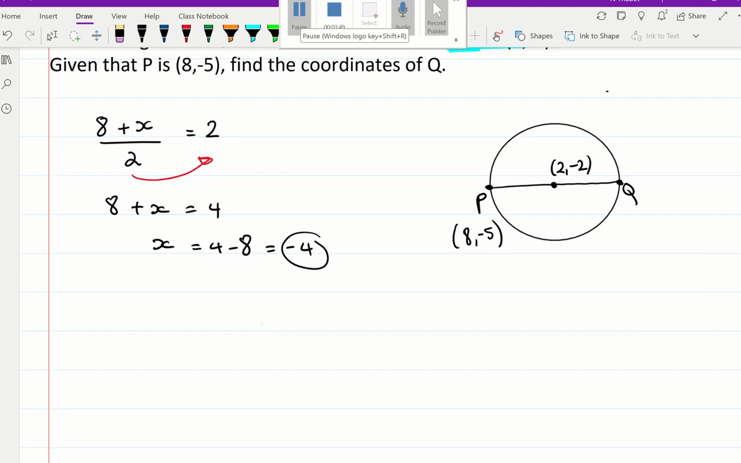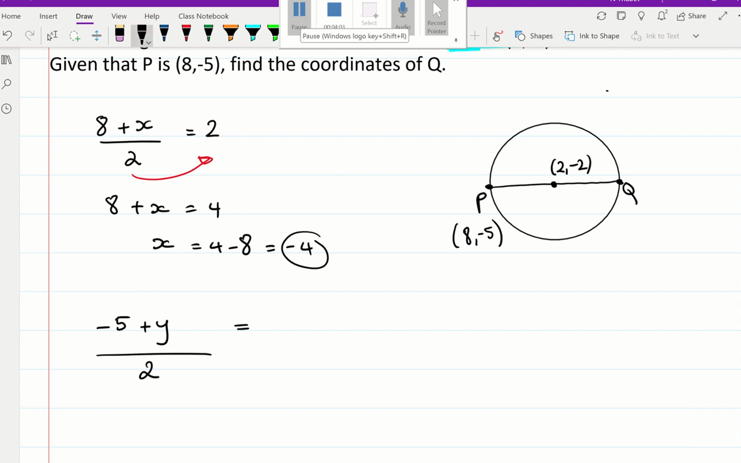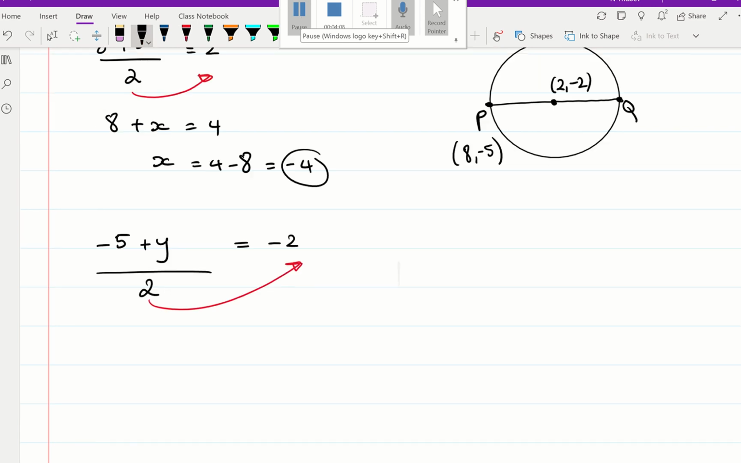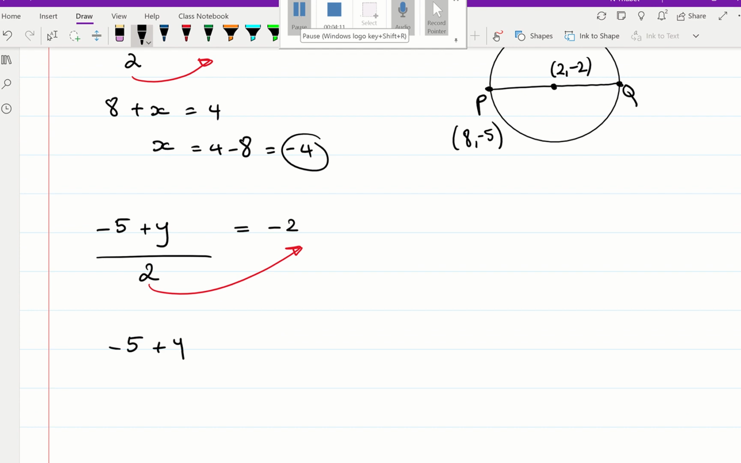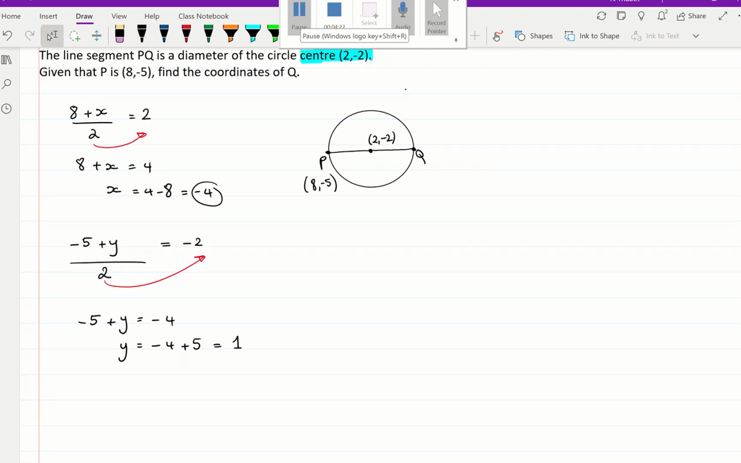The next formula, which you would do separately, is in y. I've got -5 plus y, because y1 plus y2, so (-5 plus y) divided by 2 equals -2. So again, I'm going to multiply by 2. I've got -5 plus y equals -4. y equals -4 plus 5, which is 1. So the coordinates of Q are (-4, 1).